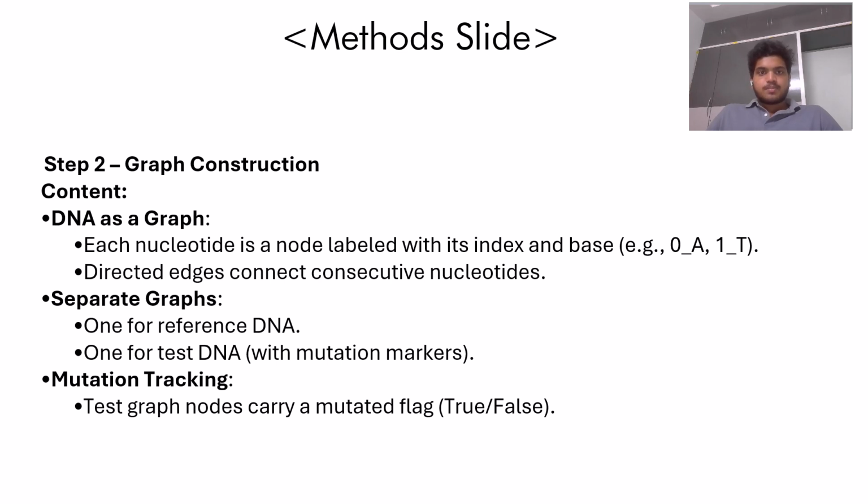Coming to the second step, we convert the sequences into directed graphs. Each node represents a base along with its position, for example 0 for A, 1 for T, 2 for C, etc. Edges connect consecutive nodes to show sequence flow. We create separate graphs for the reference and test sequences. In the test graph, each node is labeled as mutated or not based on comparison with the reference.